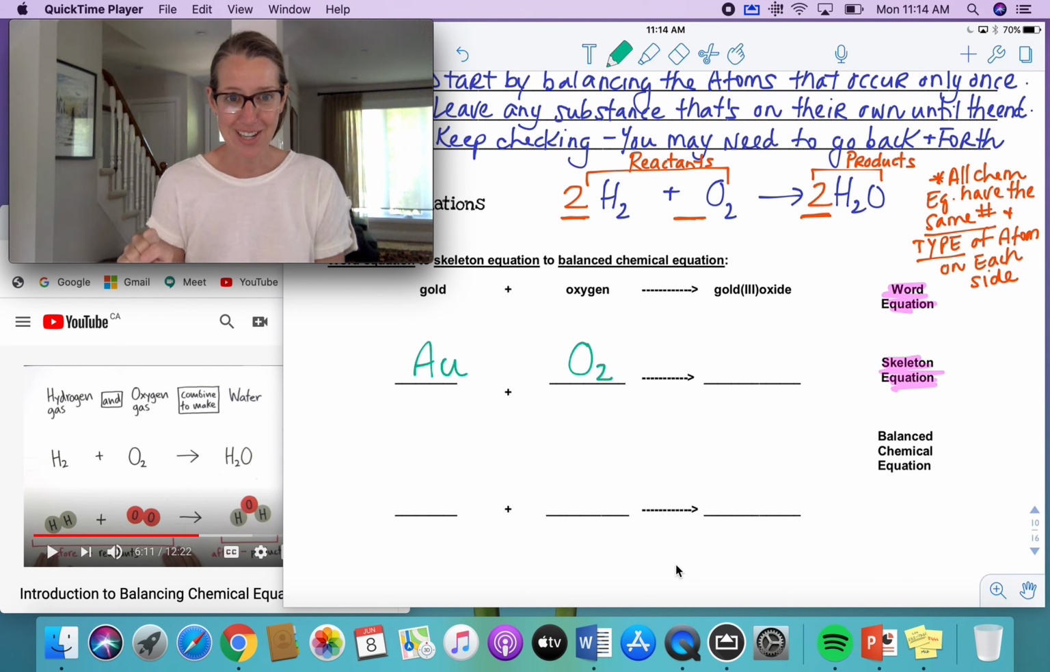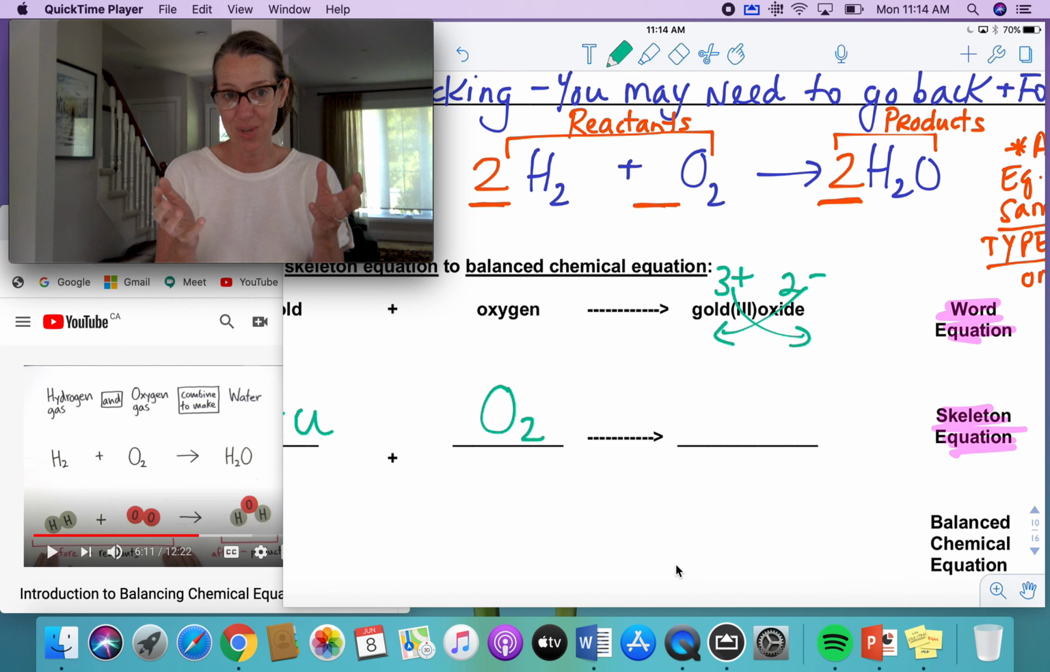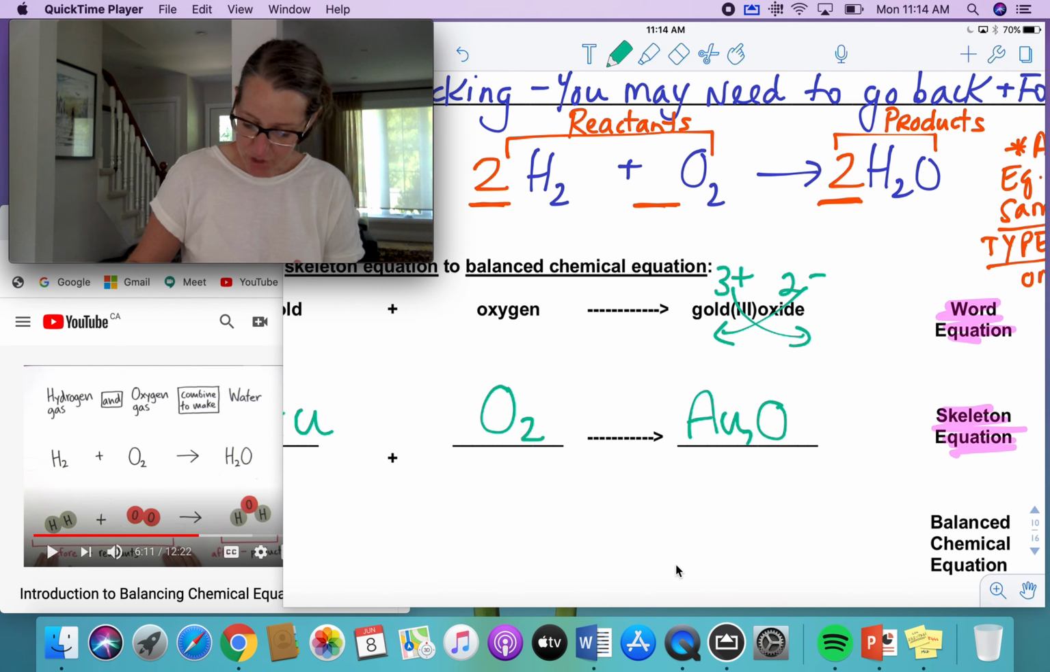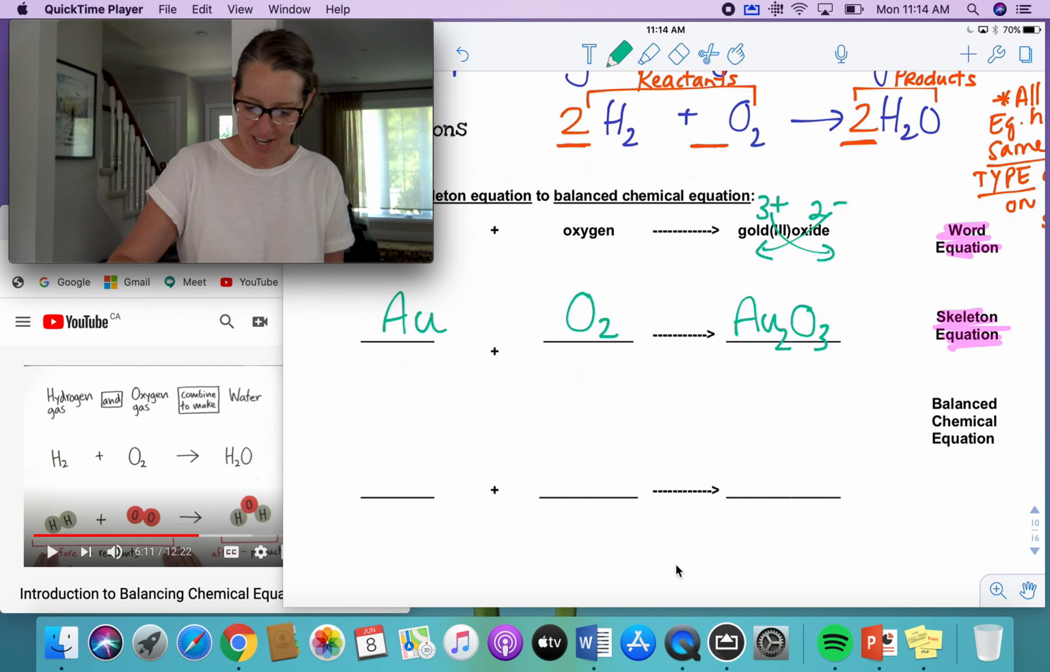I know how that works all out where I've got the charges of each and I need to balance the charges. The way to balance a charge is to add a coefficient for the right ratio of ions that are in this compound. And this tells me Au2O3: I would have 2 atoms of gold and 3 atoms of oxygen to make my correct formula. That's my skeleton equation. Now I look at how many atoms I have on one side and the other side, and now I'm going to do my balanced chemical equation.